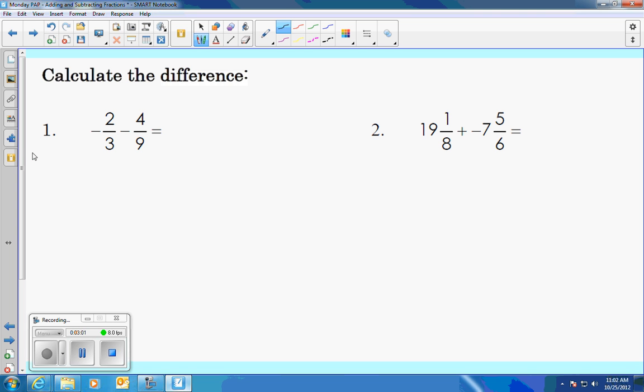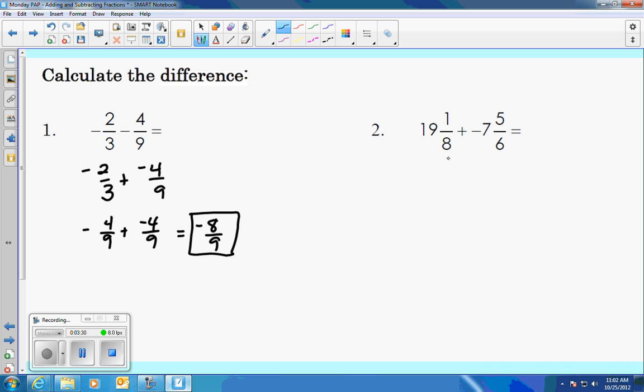The next problem is calculating the difference. So the important part here is to remember to add the opposite. And now you just have two negatives which need to be added together. So first I'm going to find a common denominator by multiplying by 3. What we really have is -4/9 plus -4/9, which makes -8/9.